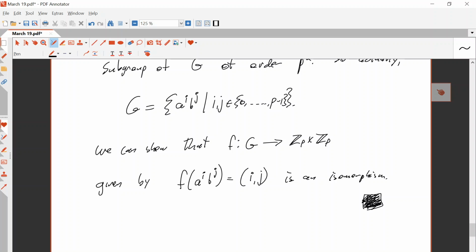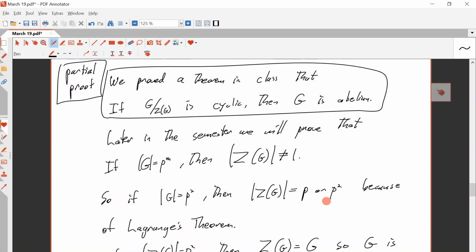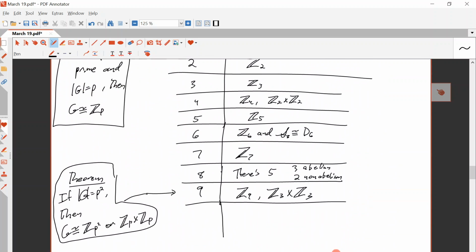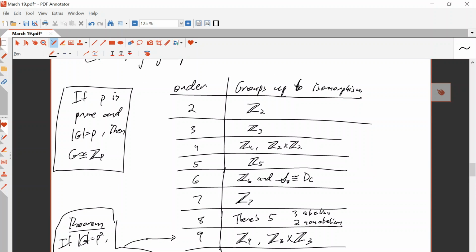So we've got a lot of the groups classified now, right? We've got groups of order 2, 3, 4, 5, 6, 7, 8, 9. Right? Any P squared, 25, 49, 121. They're all ZP squared or ZP cross ZP.